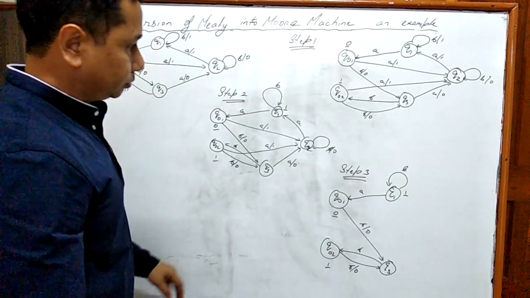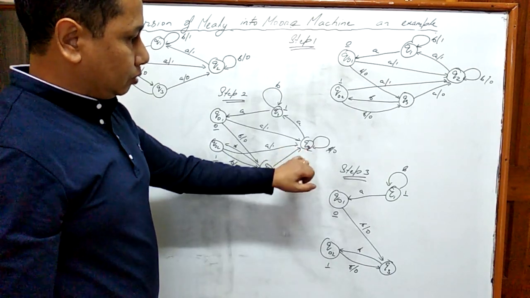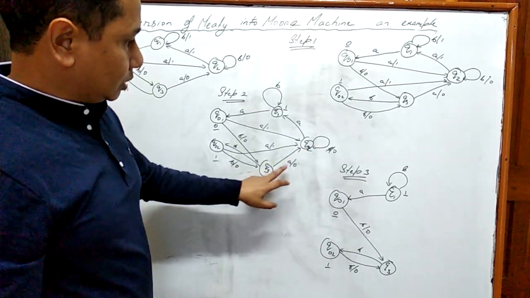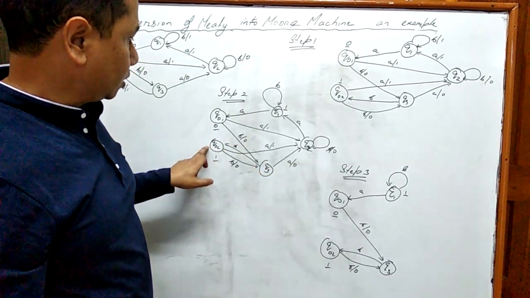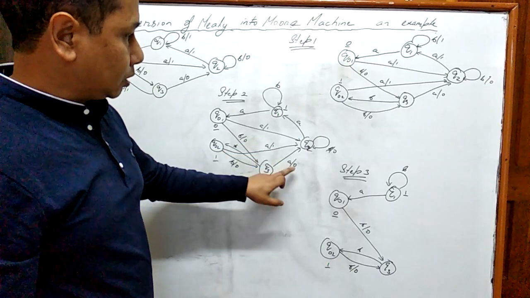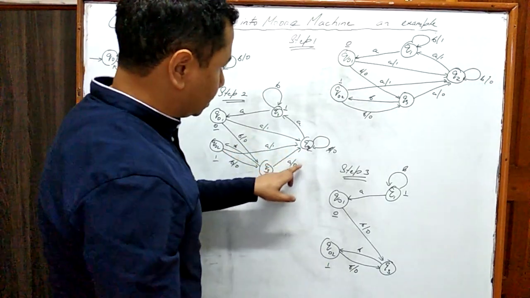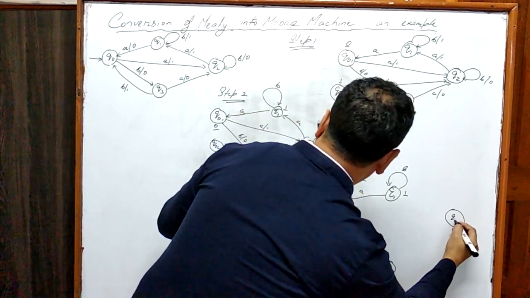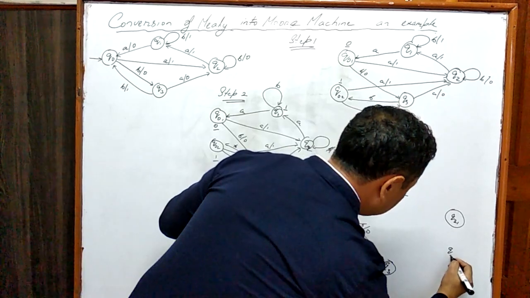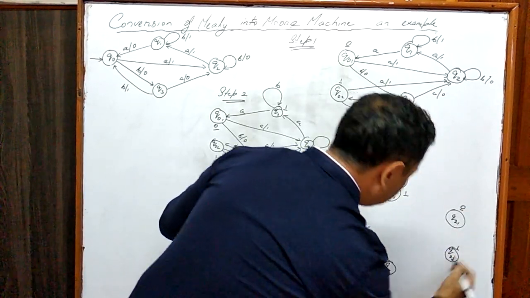Okay, that's done. Now let us look at Q2. If you see, the incomings to Q2 are A0 and A1, both A1 coming from Q01 and Q02. That means the outputs are 0 and 1. So since the outputs are 0 and 1, we have to make two states, that is Q21 and Q22. So this is 0 and this is 1.